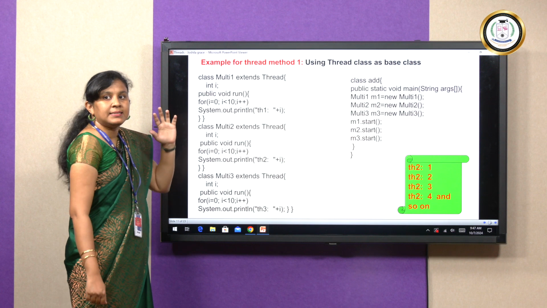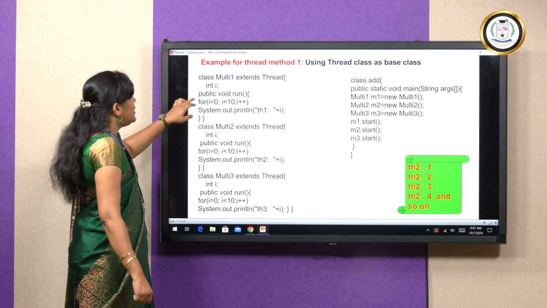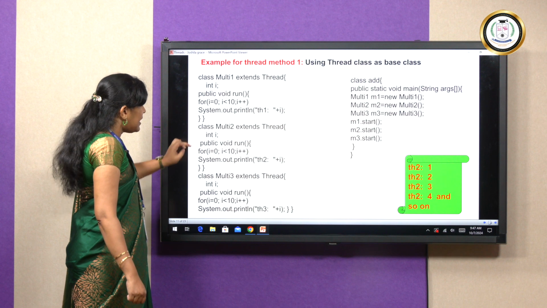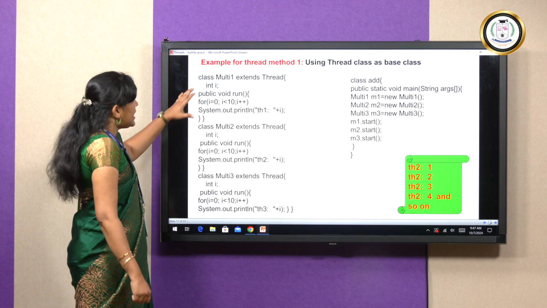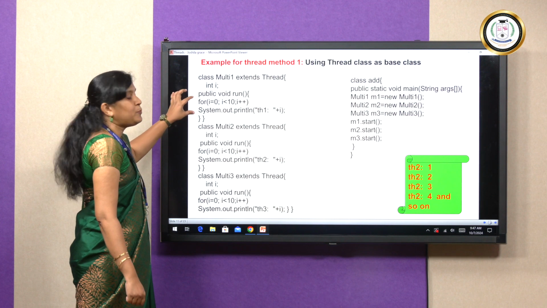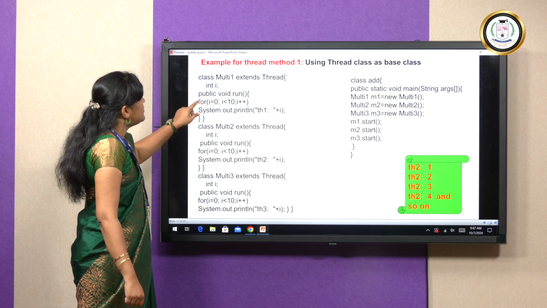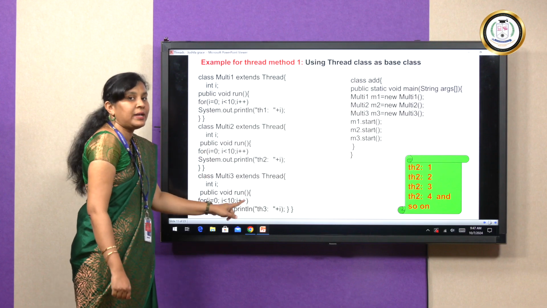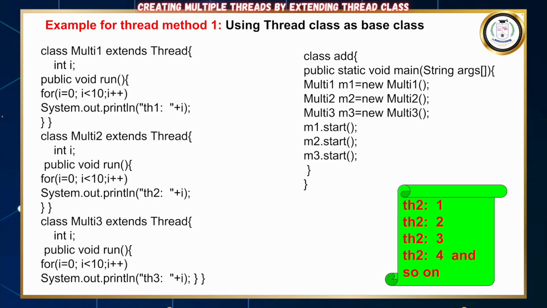Inside, as I said, it is mandatory to have public void run. So in each and every class, you can find I have public void run. The activity this is going to do is the same. We are going to have the same for loop here, which runs from 0 to 9. In each case the for loop runs from 0 to 9 and prints th1 0 to 9. Similarly, th2 0 to 9, th3 0 to 9.